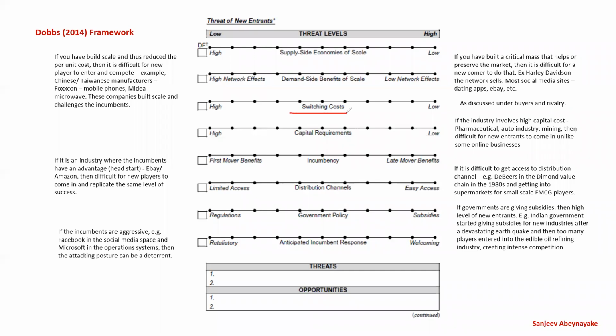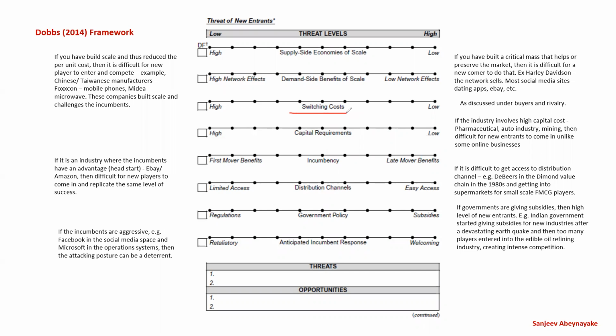If the existing players who are taking that service have a huge switching cost for customers, then nobody wants to try a new entrant. A new entrant will find it very difficult to get market share early on. So therefore, it acts as a deterrent.